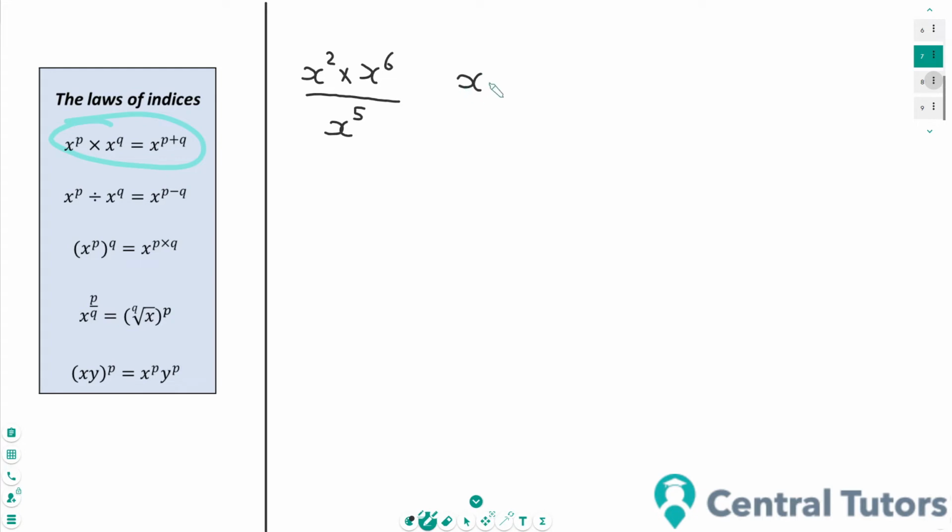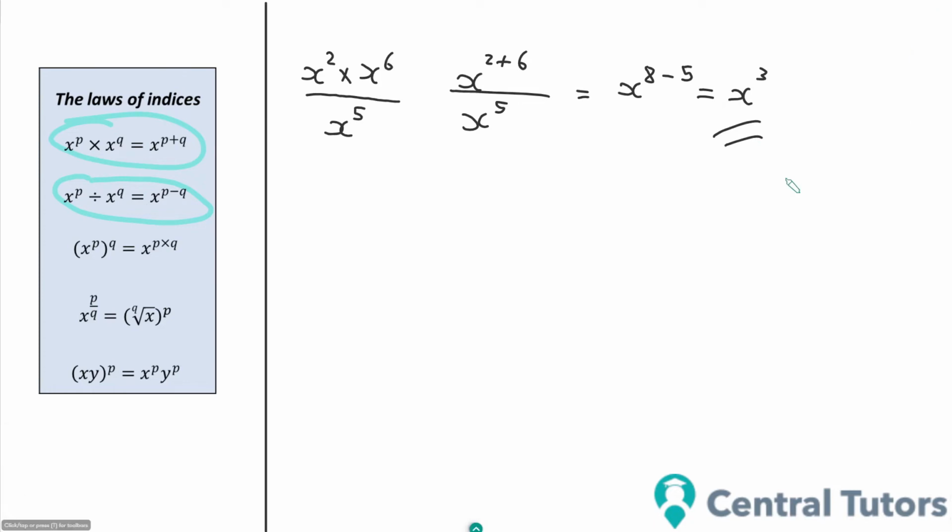So that's going to be x to the power of 2 plus 6 over x to the power of 5. And next we see that we just have a division. So we want to use this law over here, and we simplify this top to get x to the power of 8. Now because of the division, we need to do minus 5, and it becomes clear that we have x to the power of 3. And that is our final answer.